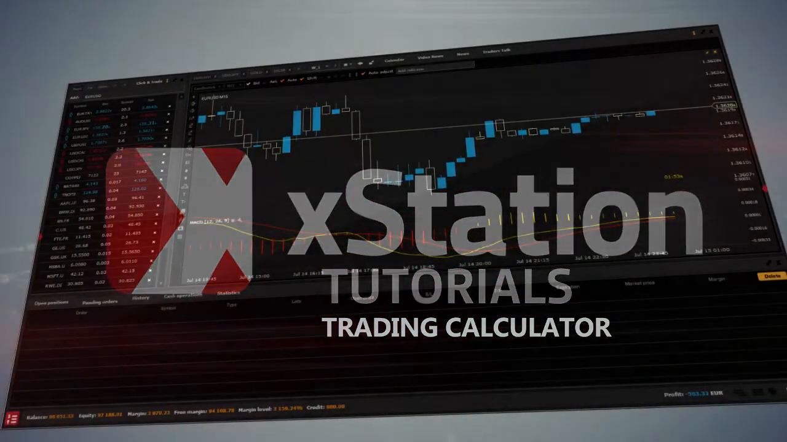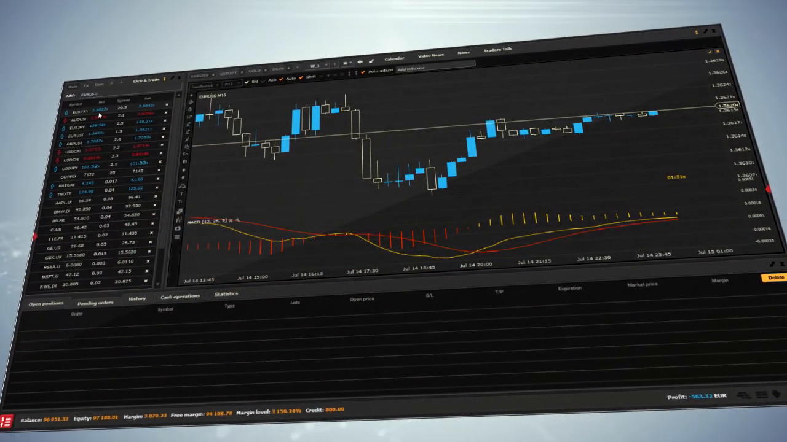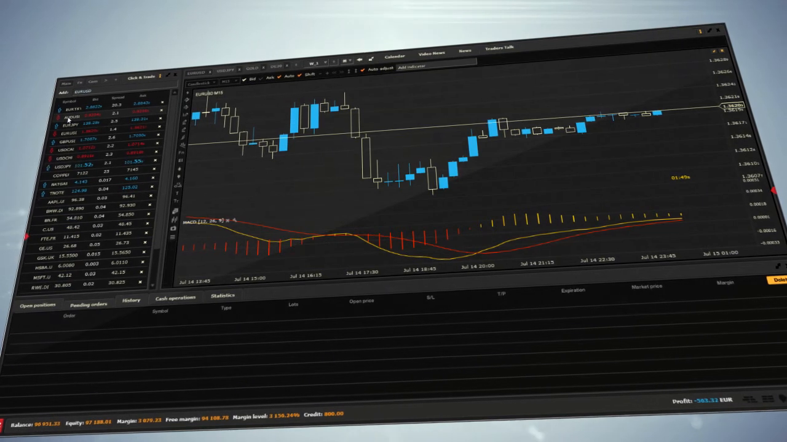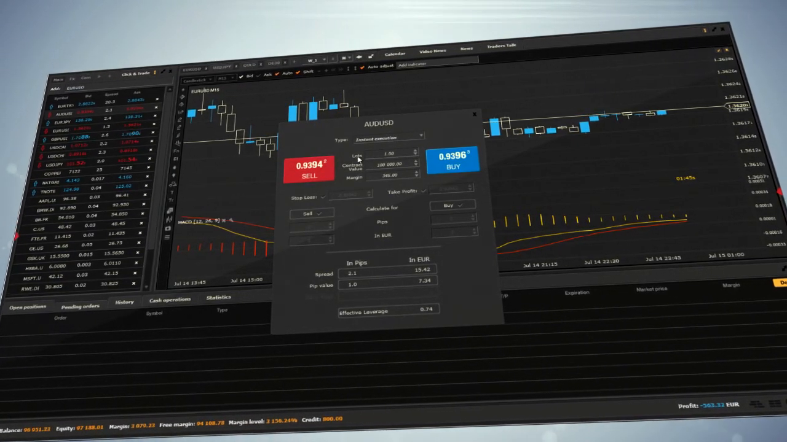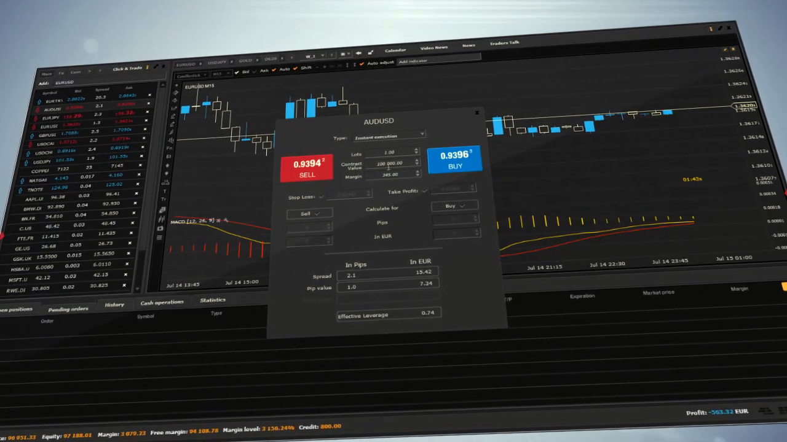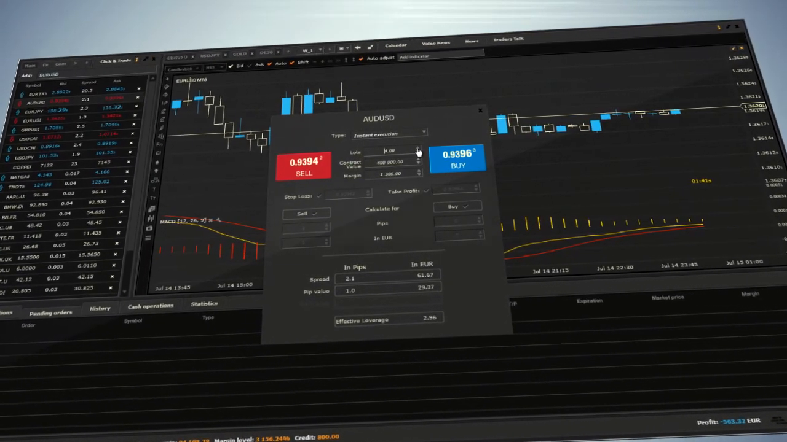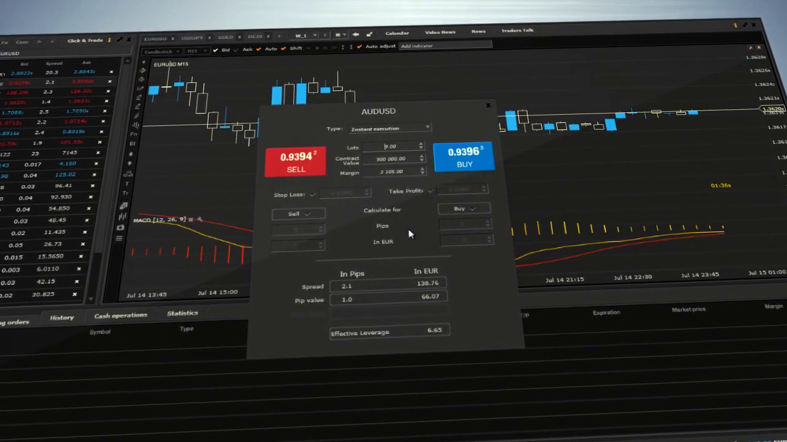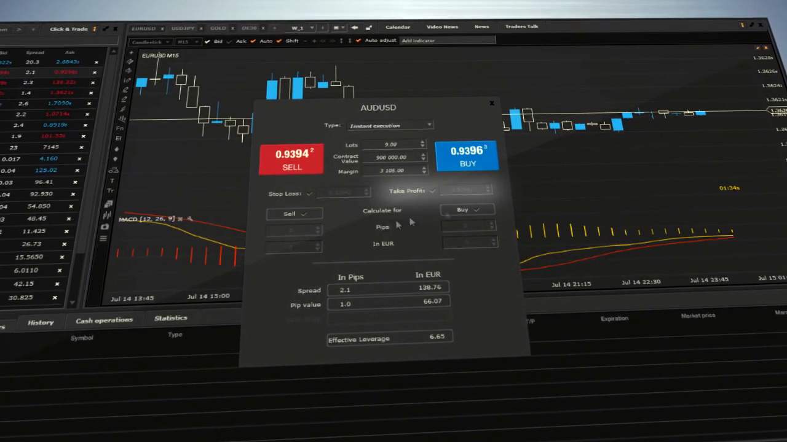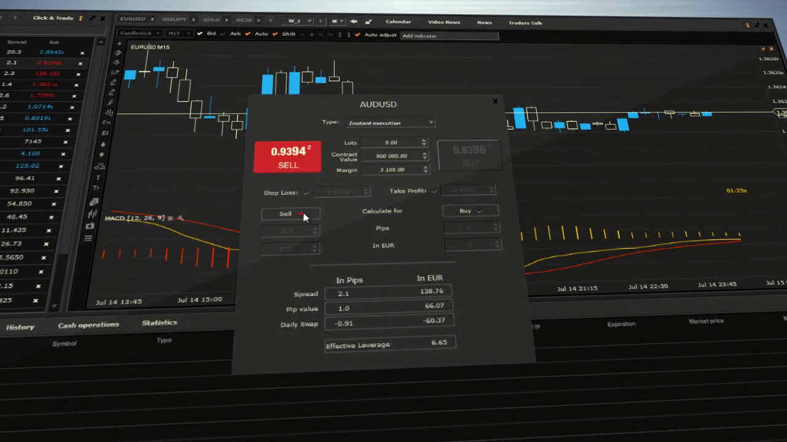Trading calculator. The trading calculator can be found when you open a transaction ticket for instant execution and pending order. In the center part of this window, you can calculate profits and loss in pips and currency for the preferred level of the take profit and stop loss options.